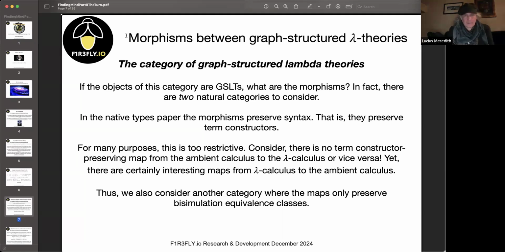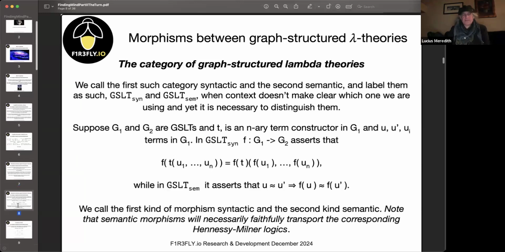Okay, so let's look at this in a little bit more detail. I'm going to distinguish two flavors or two versions of the category GSLT. So notice when I'm using this font, I'm looking at the entire category, whereas when I'm using the ordinary font, I'm looking at objects in the category. So a particular GSLT as opposed to the category, an entire category of them. So there are two flavors, which I'll call GSLT Sen and GSLT Sem. So one is preserving syntactic structure and the other is preserving semantic structure.